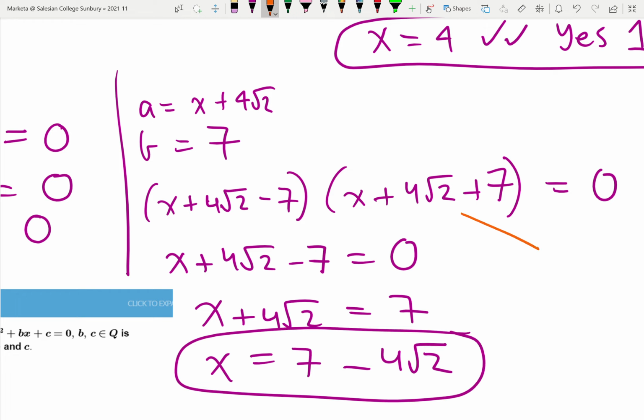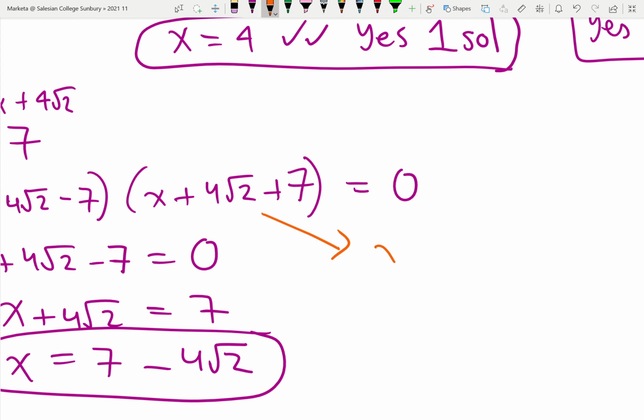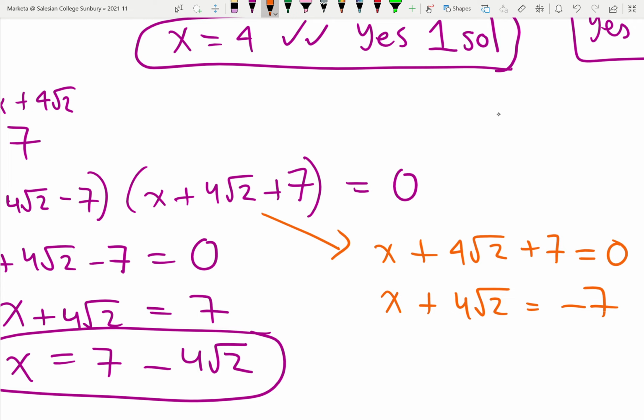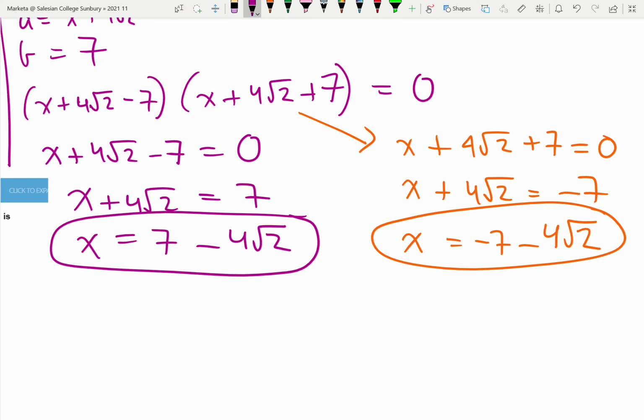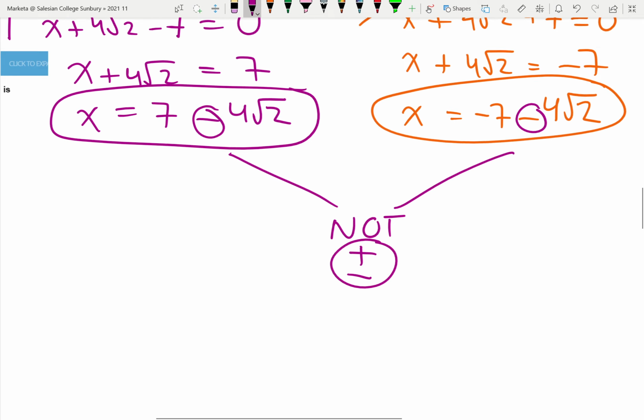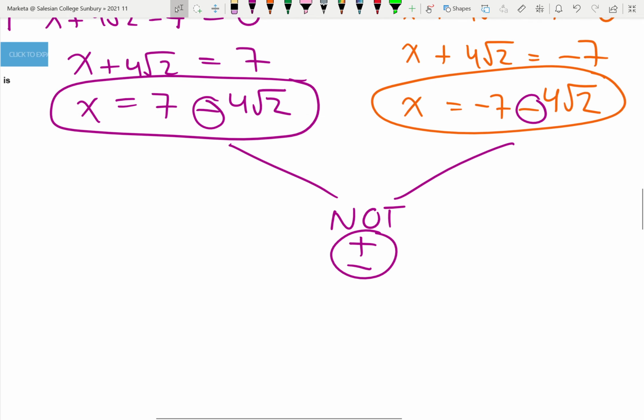Let's check the second one. So here we've got x plus 4 root 2 plus 7 equals 0. So let's solve that. X plus 4 root 2 equals negative 7. It's minus 4 root 2 on both sides. So let's see, they look very similar, but are they conjugate surds? Let's see, do we have plus or minus the surd? No, we do not. Not plus and minus, so not conjugate surds.